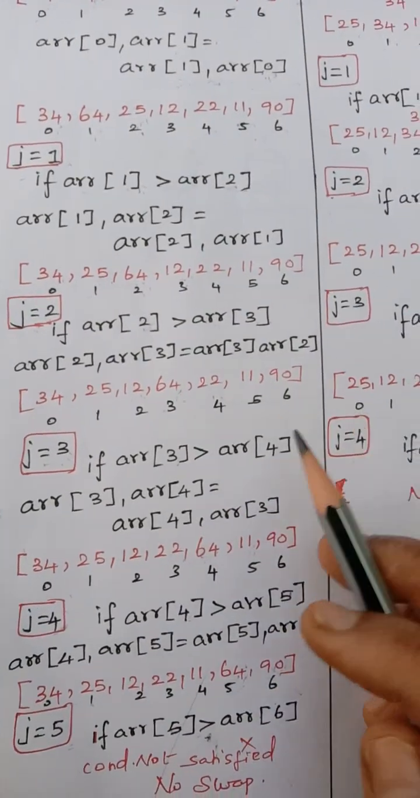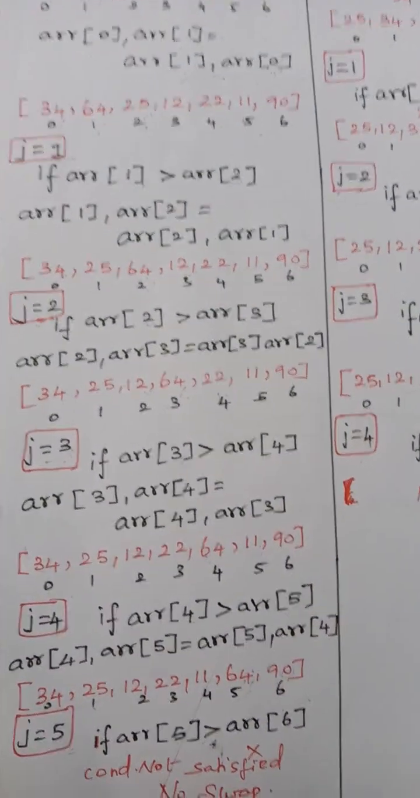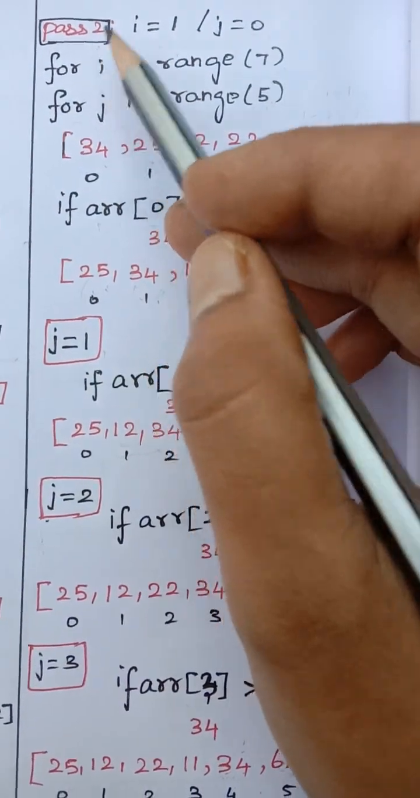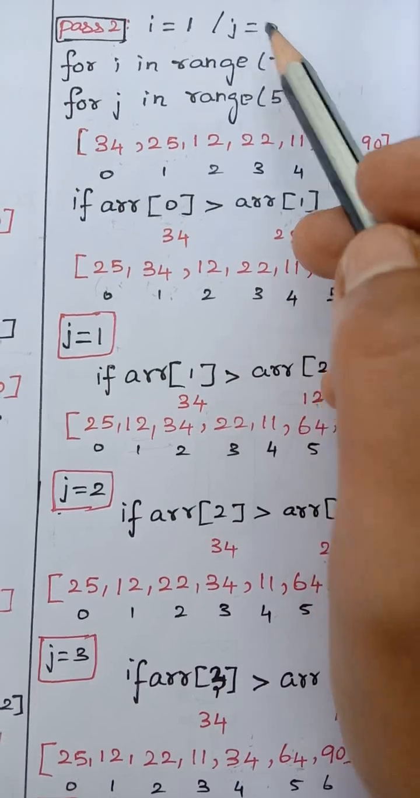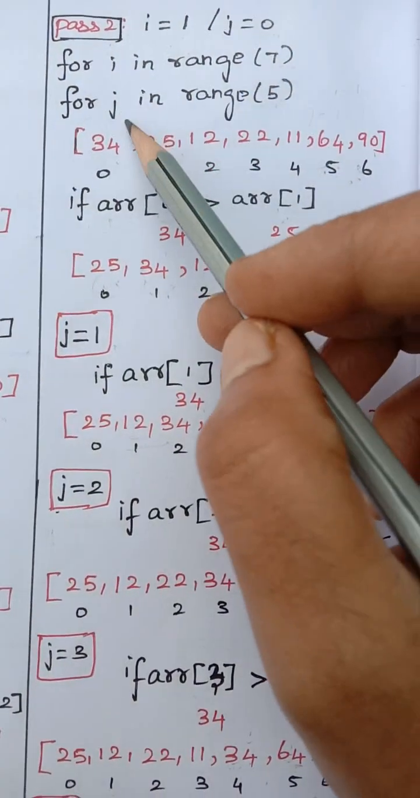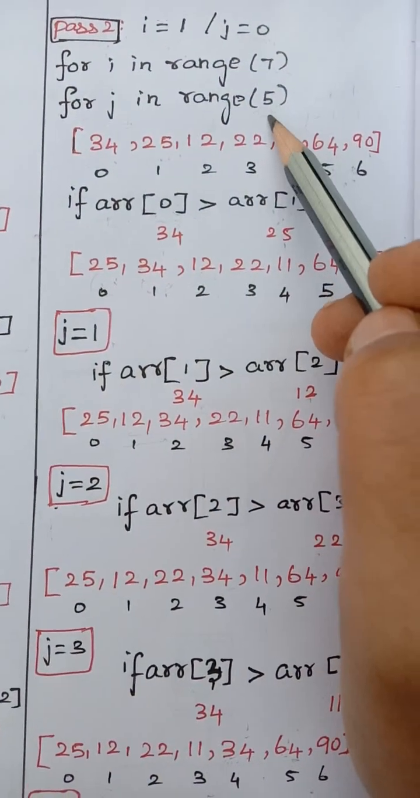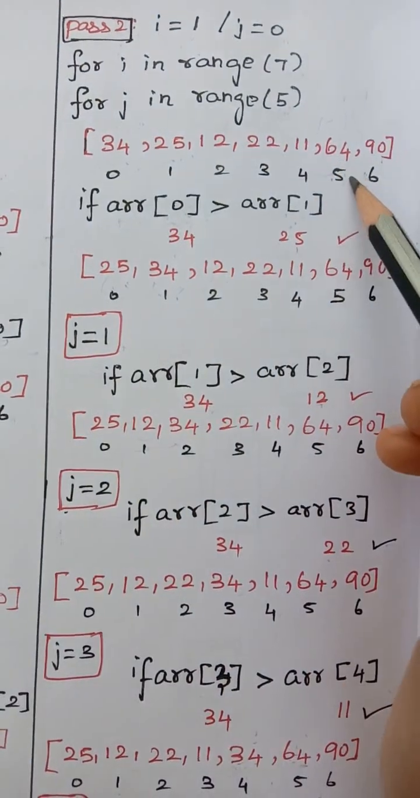Now we have to move on to pass 2. Okay, now it's pass 2. The i value is incremented to 1 and j is equal to 0 at the start. The i range is 7 and the j range is 5 now, so it runs till 4. This is the array we have got from pass 1.